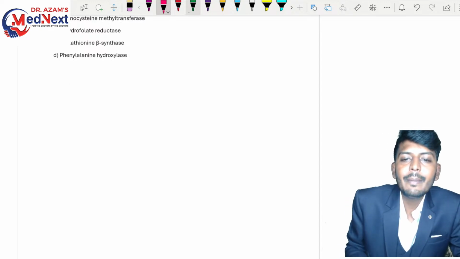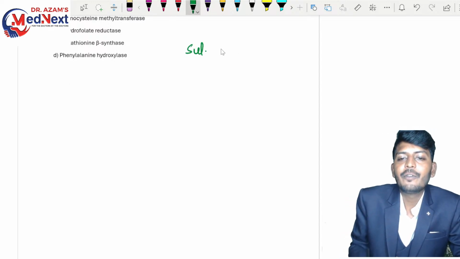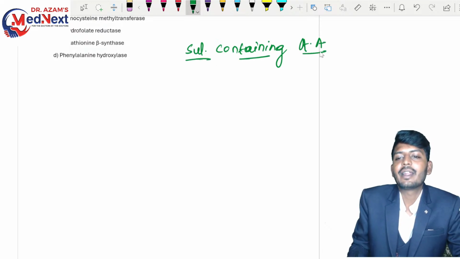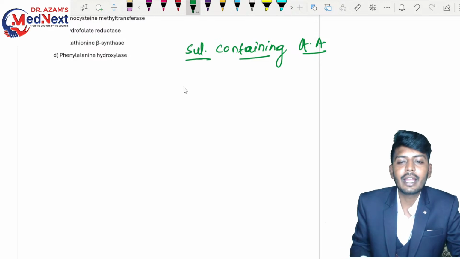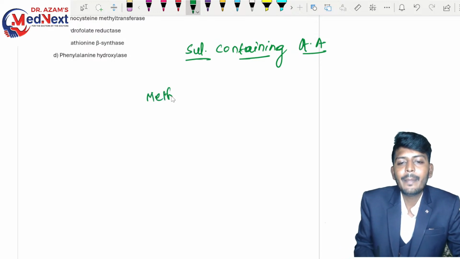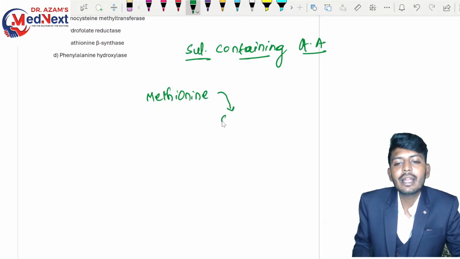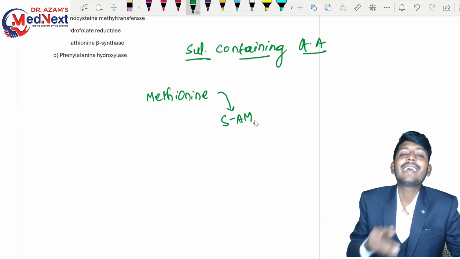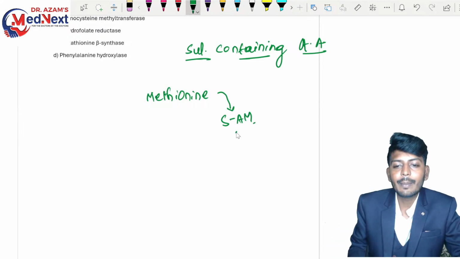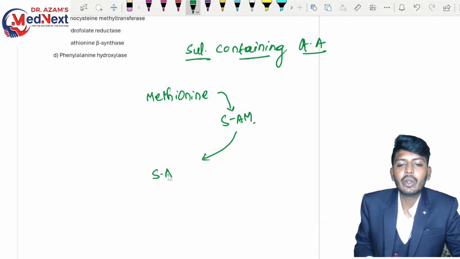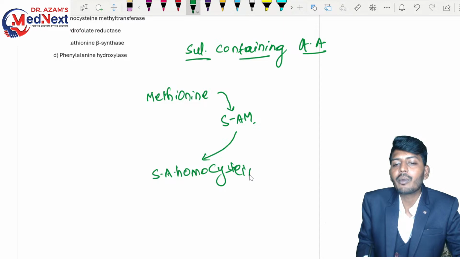Normally, my dear students, we have a sulfur containing amino acid. Which amino acid? Sulfur containing amino acid: methionine. Methionine gets converted into SAM, S-adenosyl methionine. S-adenosyl methionine will get converted into S-adenosyl homocysteine, then homocysteine.